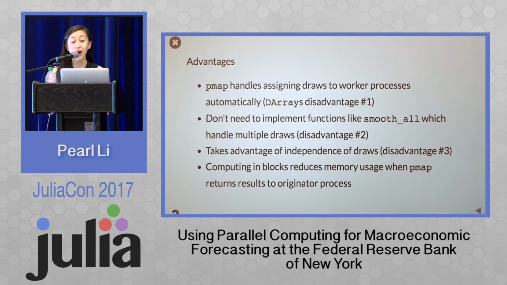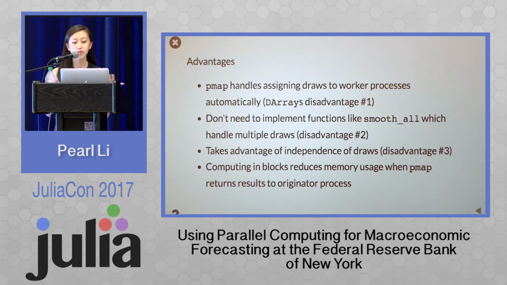So why is this better than using DArrays? Basically, to address the first problem, the manual assignment of parameter draws to different worker processes, that happens automatically through PMAP. And furthermore, since this is all being done dynamically, one draw at a time, if one process on one compute node is busier than some other process, then it will return more slowly. Other faster processes will get assigned more draws. So this also all happens under the hood, away from the user, and you don't have to worry about it.